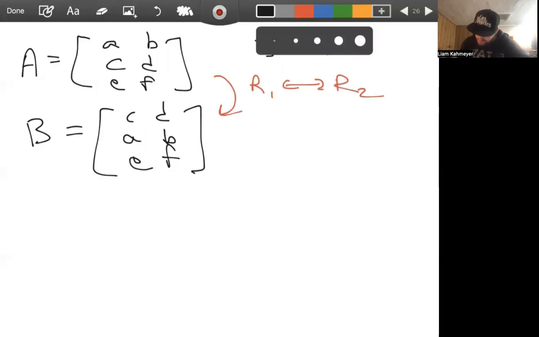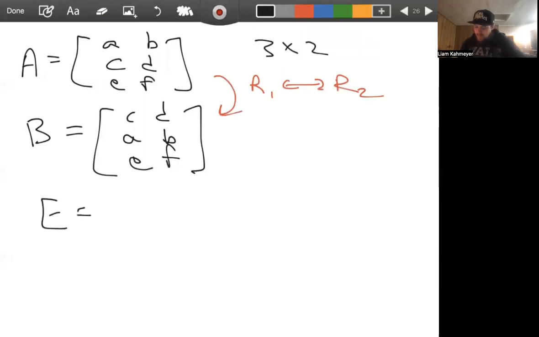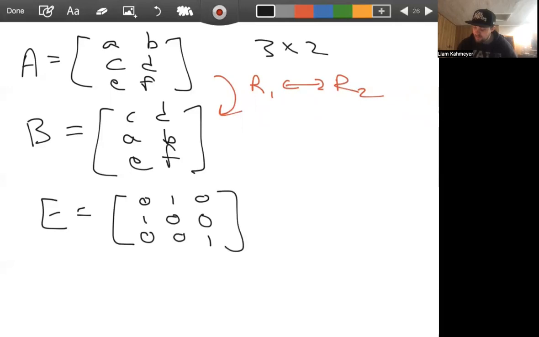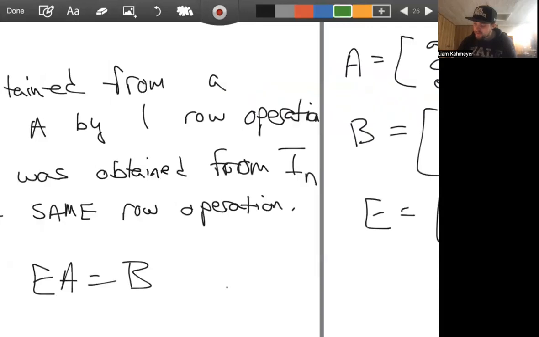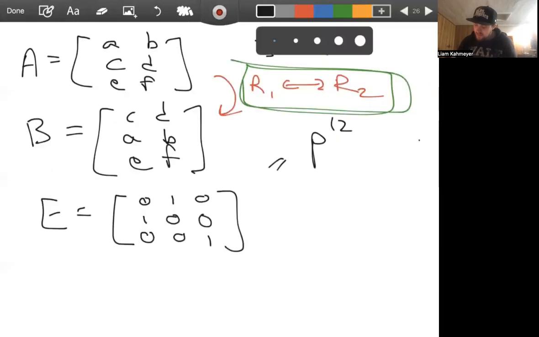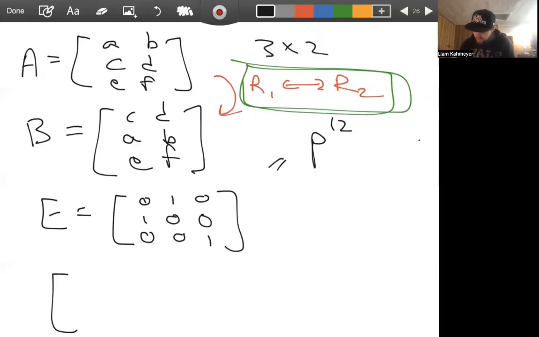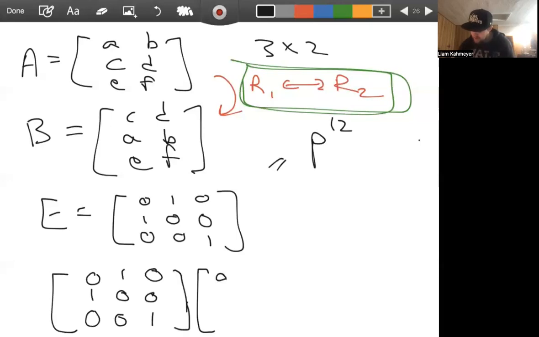So now let's take the matrix E, which is the result of swapping row 1 and row 2 of the 3 by 3 identity. This would be 0, 1, 0, 1, 0, 0, 0, 0, 1. This is also what we called P1,2 here. This is obtained from the identity matrix by the same row operation, and that's what I was saying here. Well, then what is E times A? Then we have 0, 1, 0, 1, 0, 0, 0, 0, 1 times A, which is a, b, c, d, e, f.